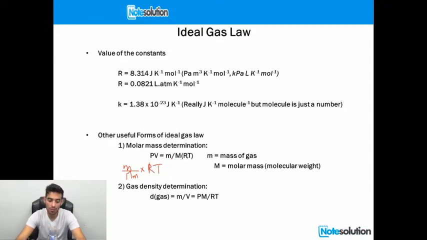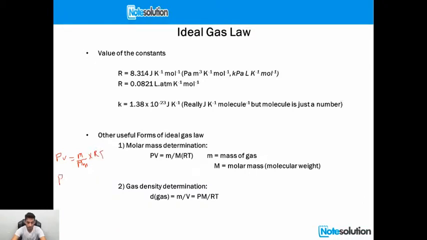So now in this case, of course, just by switching the unknown to one side and the knowns to the other side, you can get molar mass. So let's go through it step by step. We have P times V equals mass over molar mass times RT.